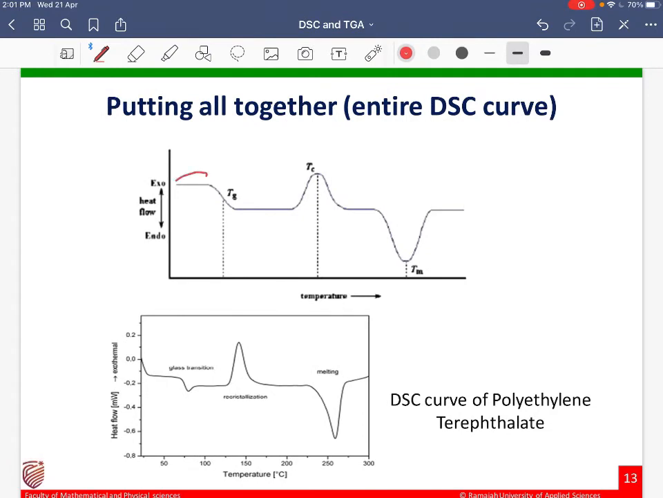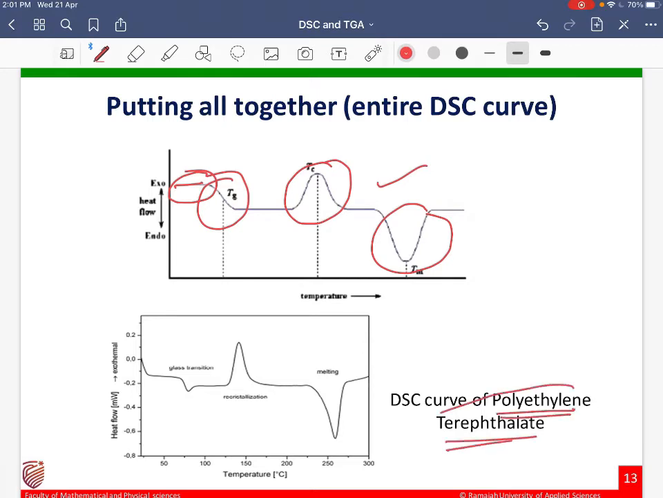Now we know that we may get the specific heat capacity from the initial part of the graph. Then we may get the glass transition temperature, crystallization temperature and melting temperature from this plot of a polymer. For example, here you see a polyethylene terephthalate polymer, generally used for making water bottles, especially one-time usable water bottles. You see its DSC curve.